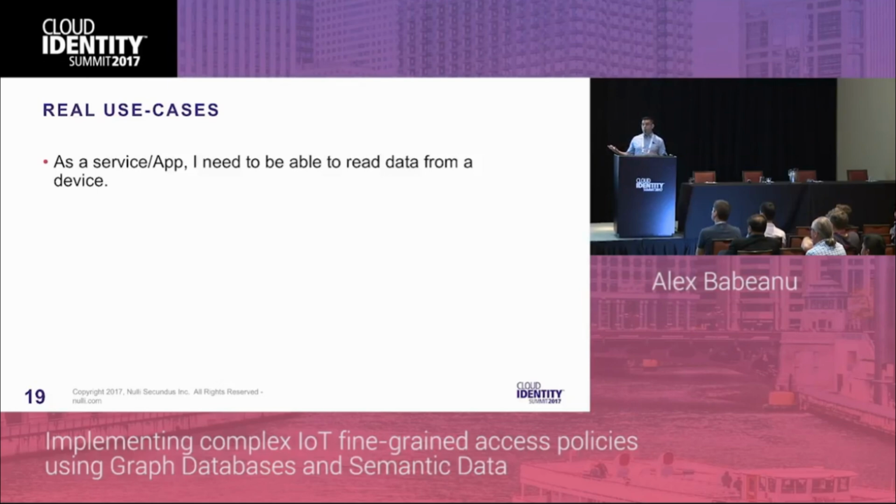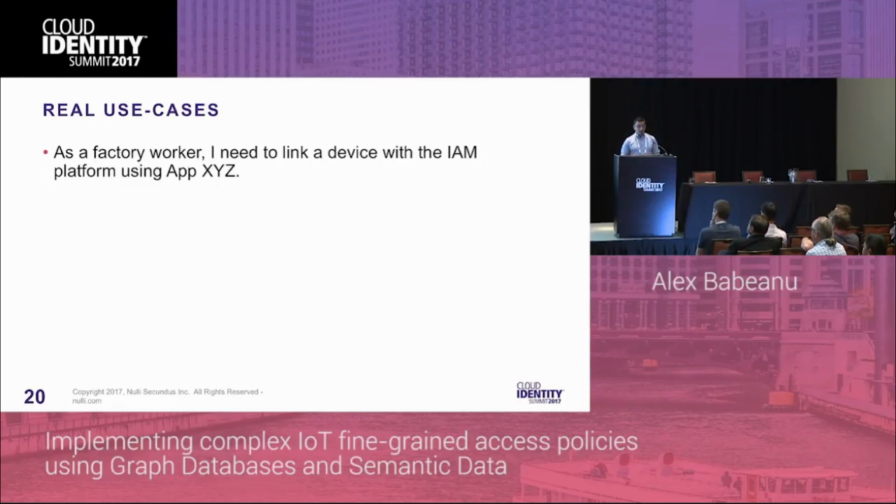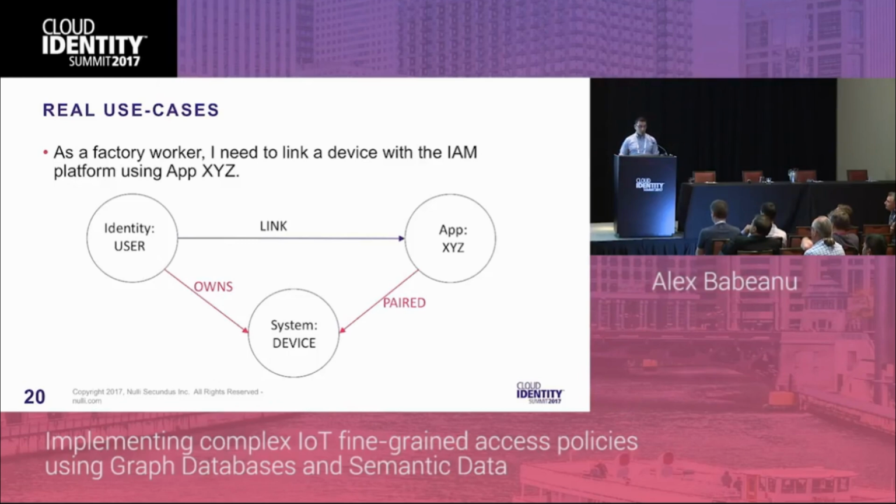So here are some real use cases that we solved with graph. For example, as a service, I need to be able to read data from a device. Pretty simple. We have a service, and we have a device, and it can read the device. This one: as a factory worker, I need to link a device with the IAM platform using an app. In that case, we have a user who has already registered with that app, and that user had a new device that they needed to install on the factory floor, so the user signed on to the app, paired the device with the app, and then declared himself as the owner of the device.